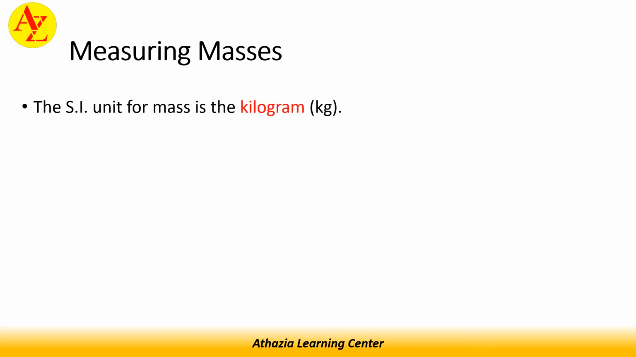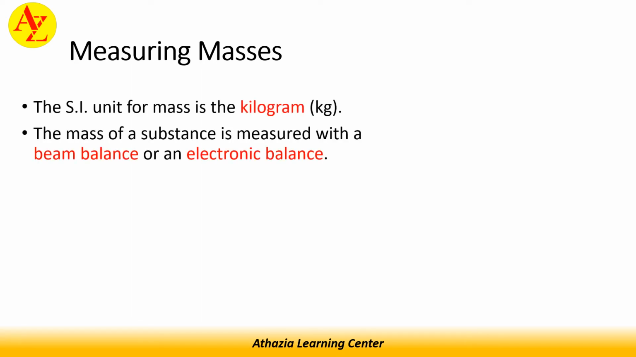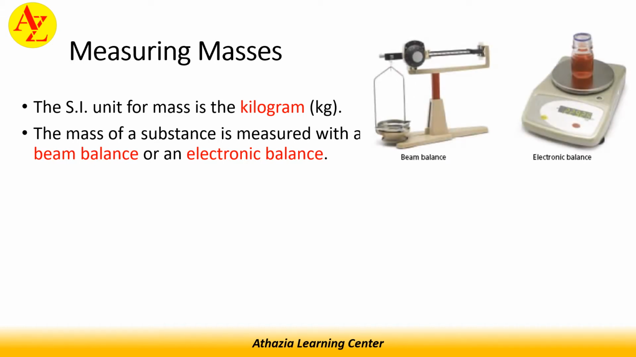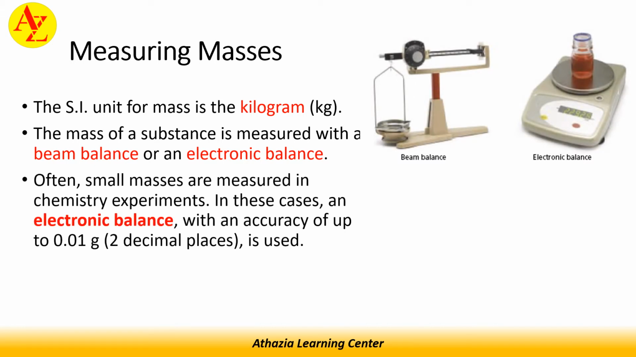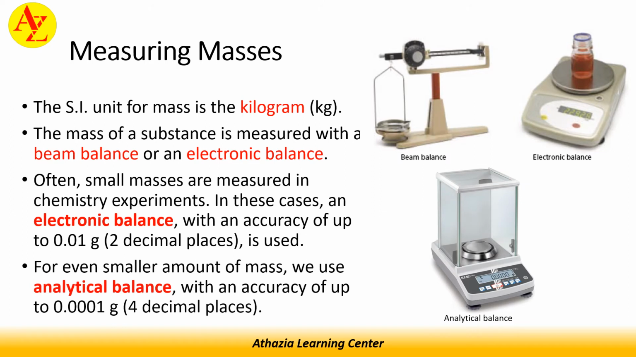The SI unit for mass is kilogram, and the mass of a substance is usually measured with a beam balance or an electrical balance, as shown in the right picture. For small masses, we usually use an electrical balance because it has an accuracy up to 0.01 gram or 2 decimal places. For even smaller amounts of mass, we use an analytical balance with an accuracy up to 0.0001 grams or 4 decimal places.